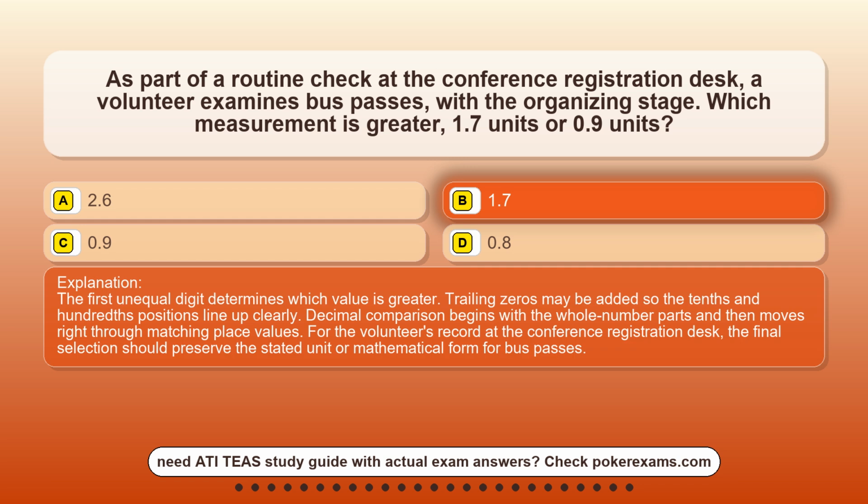The first unequal digit determines which value is greater. Trailing zeros may be added so the tenths and hundredths positions line up clearly. Decimal comparison begins with the whole number parts and then moves right through matching place values. For the volunteer's record at the conference registration desk, the final selection should preserve the stated unit or mathematical form for bus passes.